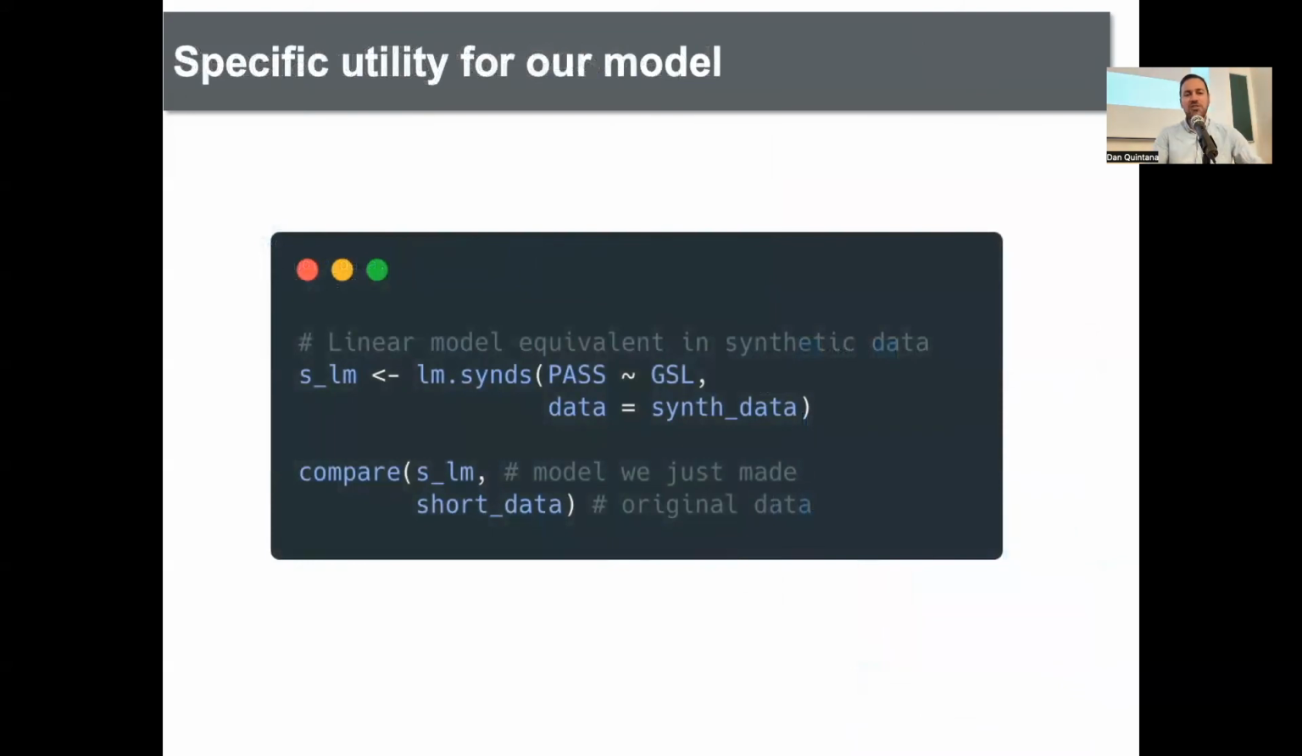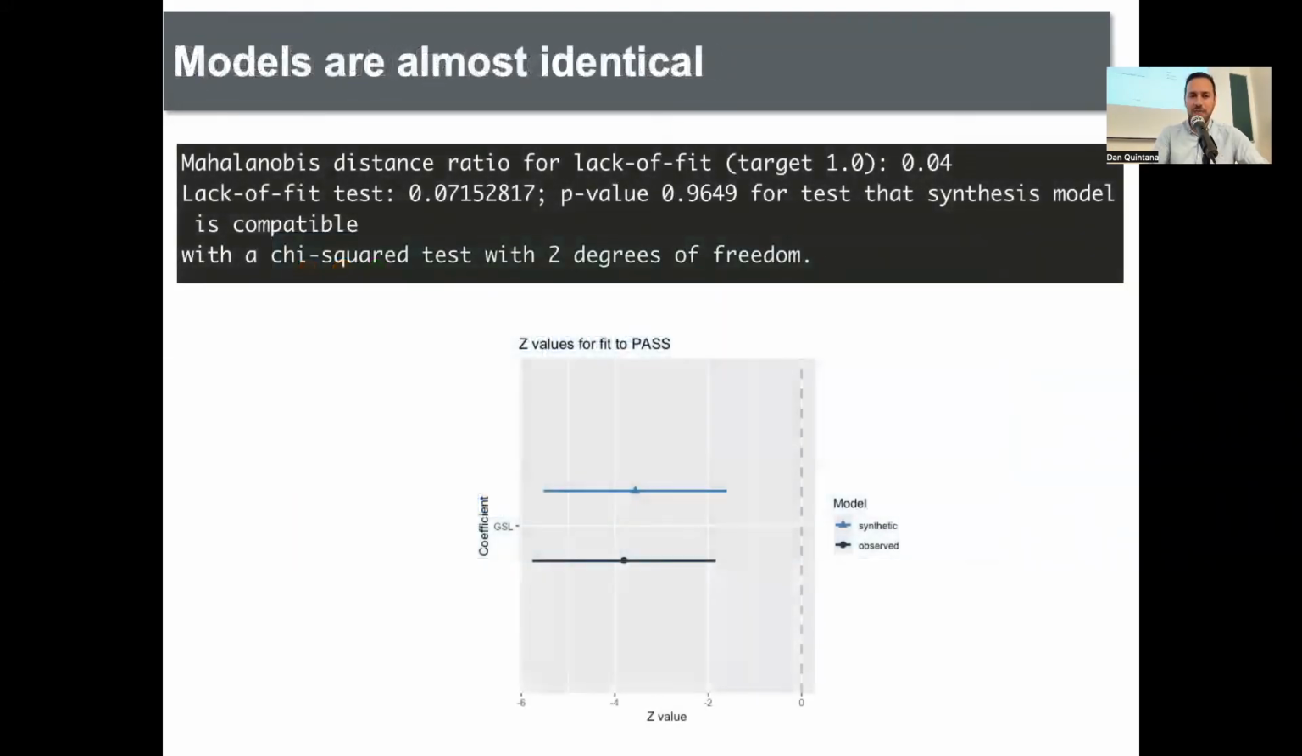Now, let's check the specific utility of our model by running a linear model equivalent in our synthetic data. Using the same sort of structure that you use to fit a linear model in base R, we also do this for the synthetic data using the lm.synds function. Then we compare the synthetic model with the original model, so we get a statistical test. For this particular statistical test, this was not significant, which points to evidence that these two models are equivalent.